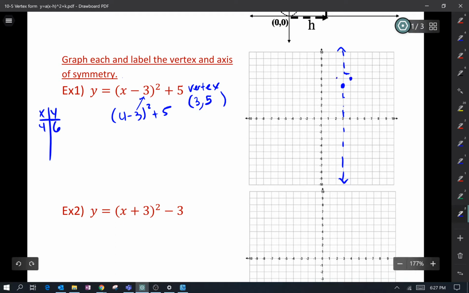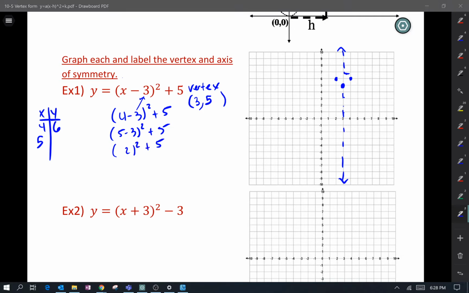And we reflect it. Remember, the line of symmetry reflects the graph. So let's try 5 then. Let's do it: 5 minus 3 squared plus 5. Well, that's 2, so that's 2 squared plus 5, so that's what? 9. So at x equals 5, y is 9.